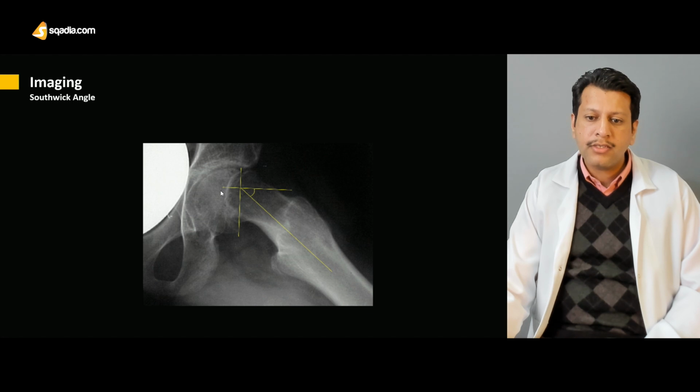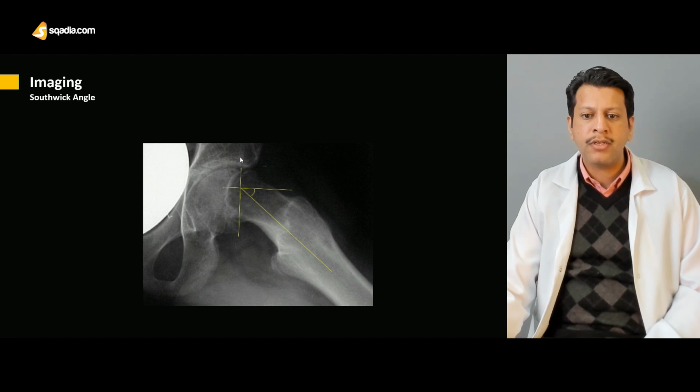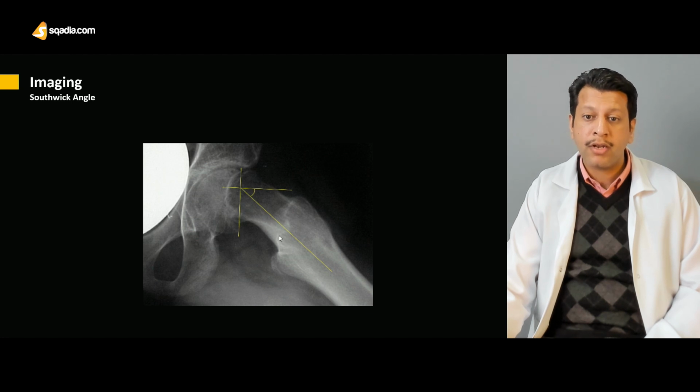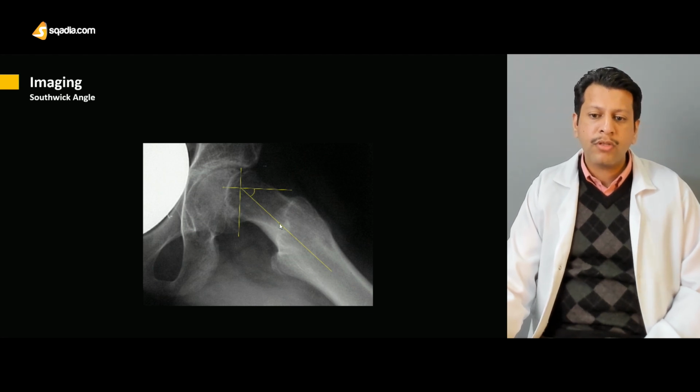The other line is at 90 degrees, or perpendicular, to the epiphyseal axis at this point. If you can appreciate over here, this is the epiphyseal axis, and the line is 90 degrees to it. This line is called the anatomical axis of the femur or the neck, because it is taken at the center of the neck, and this is how it comes as the femoral axis. Therefore, the angle formed where these meet is termed the Southwick angle.